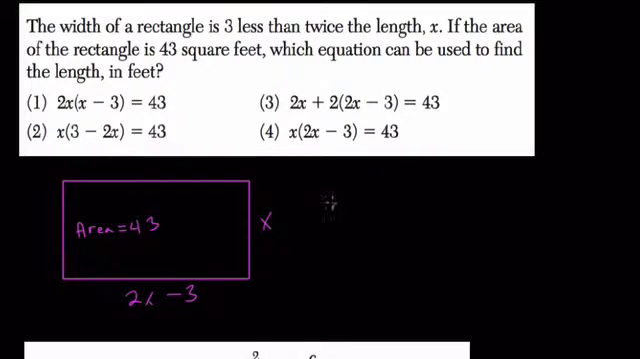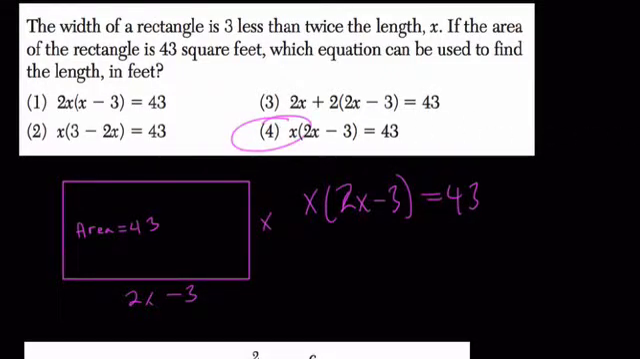So we multiply these two. To find area, you multiply the width by length. So x times 2x minus 3, and that equals 43. If you proceeded from here, you could solve for x. So choice 4 allows us to do that.